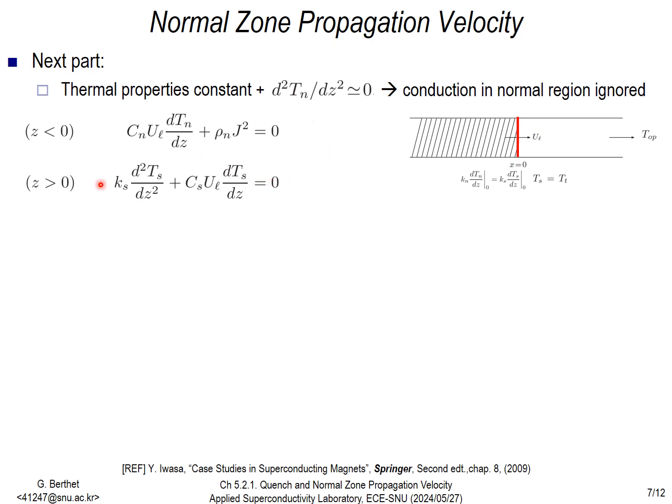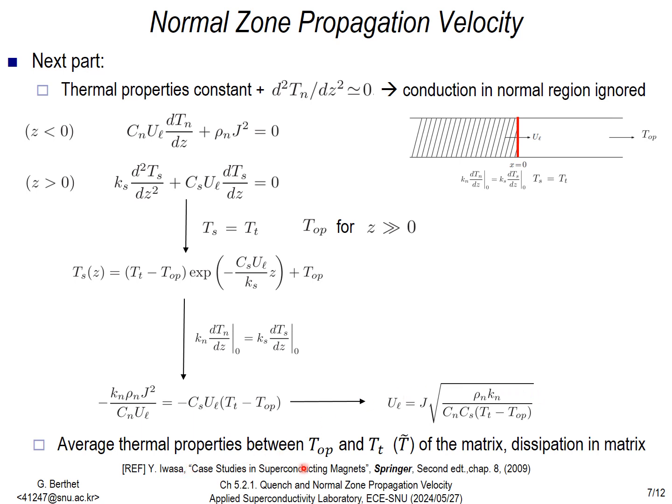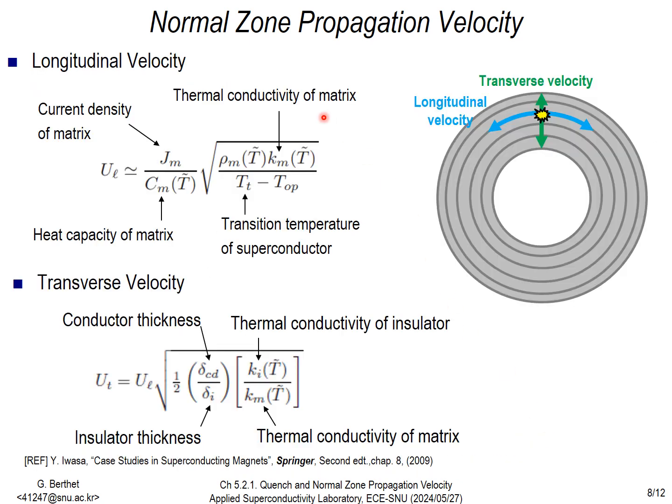Now, we can just solve the superconducting region's equation using the temperature boundary conditions. Now, using the boundary condition linking the conduction terms, we can link the previously solved equation with the equation in the normal region. Moving the terms around, we can get an equation giving the longitudinal NZPV. However, we started by considering a conductor made of only superconducting materials. To get an equation that takes into account the matrix, we can consider the matrix being the biggest contributor to the thermal properties and consider that the Joule dissipation occurs only in the matrix. Now, we have an equation to get the longitudinal NZPV for a normal superconducting wire.